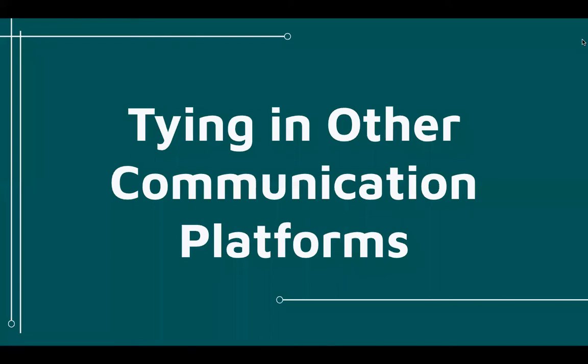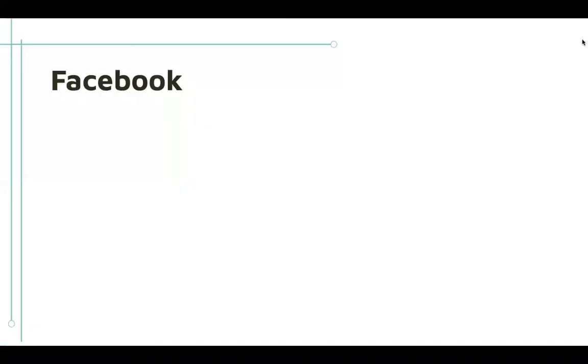The final thing we want to talk about is tying in other communication platforms, such as Facebook and email, like Cassie mentioned. Moving along in the workbook as well, we are now on page 8. Healthy Northland utilizes a Facebook page, which is an awesome way to connect with people.